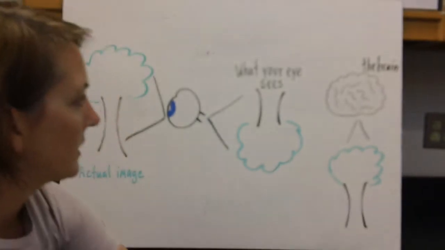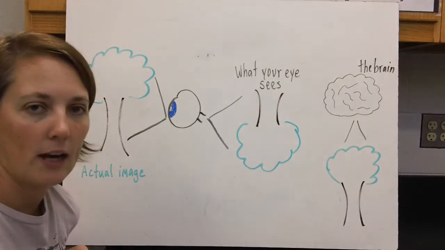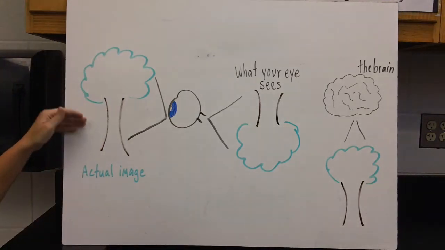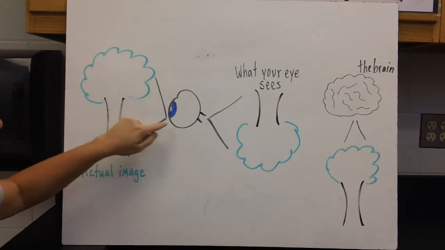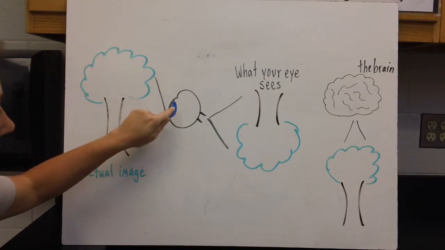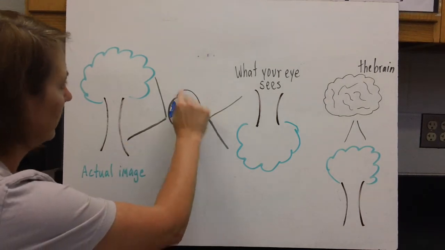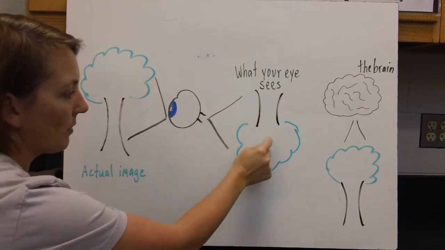Now, something amazing that a lot of people don't really know is that our eyes actually project everything upside down. Okay, so I have my tree here, the actual image. All right, the light waves from the tree are then sent to my eye. The eye bends it, which means this image up here gets put here, and this part of the image up here gets put down here. So this is what my eye sees.